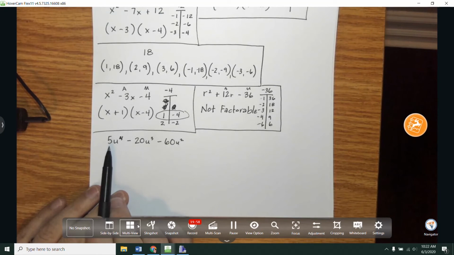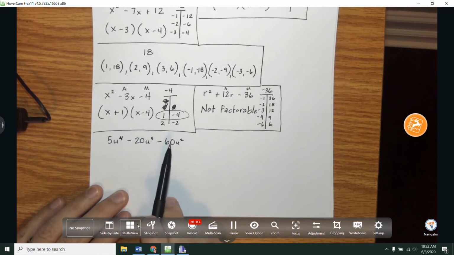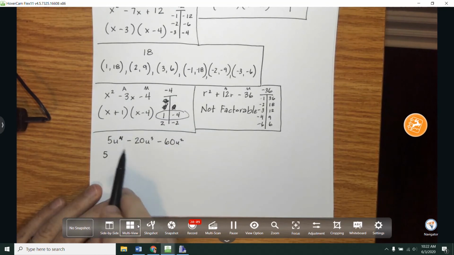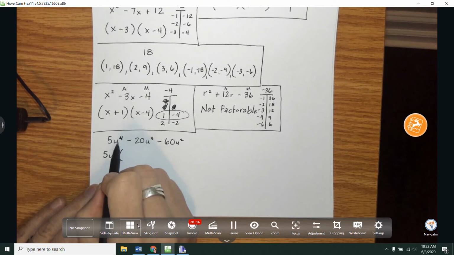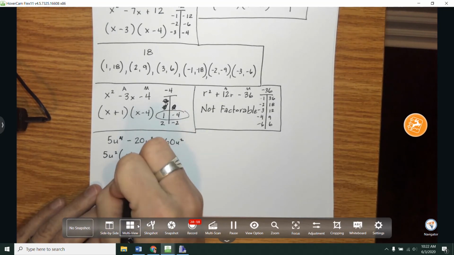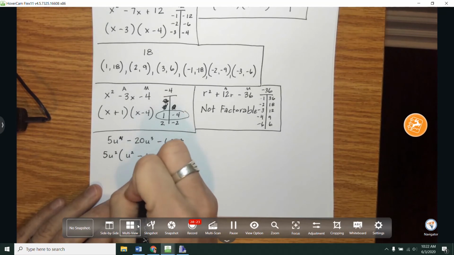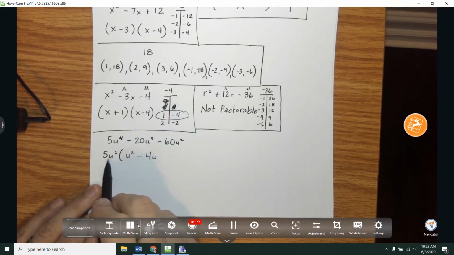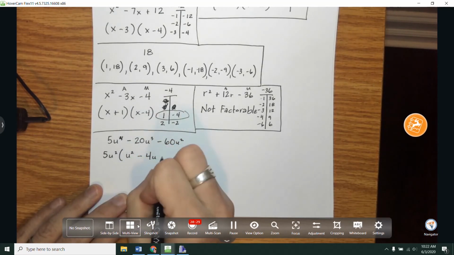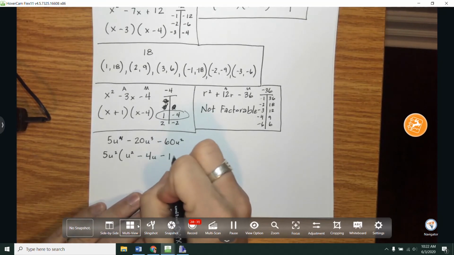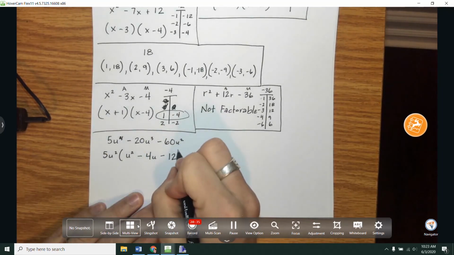This one has a really interesting greatest common factor. We know that we can divide all these things by 5, and we can also take out a u squared out of each one of them. So what's left behind is u to the second, because we took away 5u squared out of this. Now we're going to have -4u, and then -60 divided by 5 is 12, and we took away all the u's.